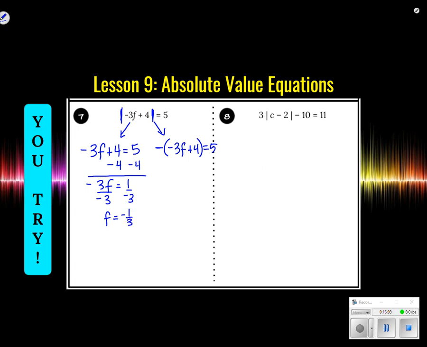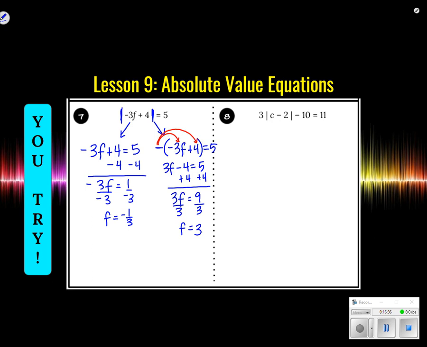And then for the other one, I'm going to distribute, let's switch colors, distribute this negative. We're multiplying by negative 1 inside those parentheses. Make sure you get both numbers. It's going to be a positive 3f minus 4 equals 5. We're going to add 4 to both sides. 3f equals 9. We're going to divide by 3, so f is 3. And we get two answers.